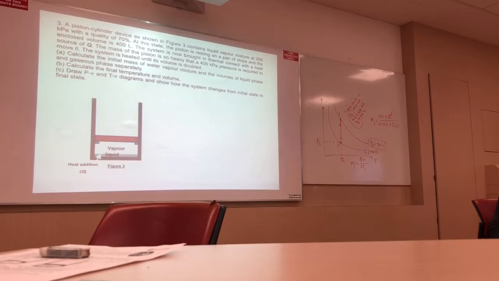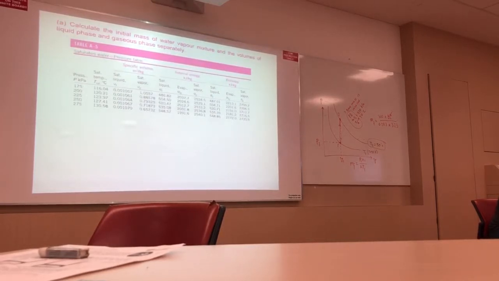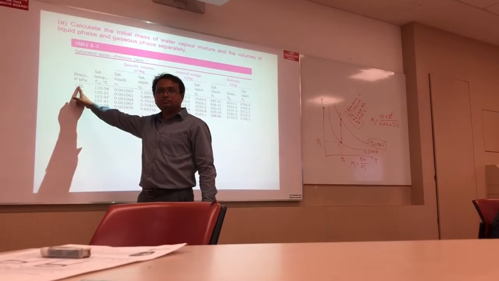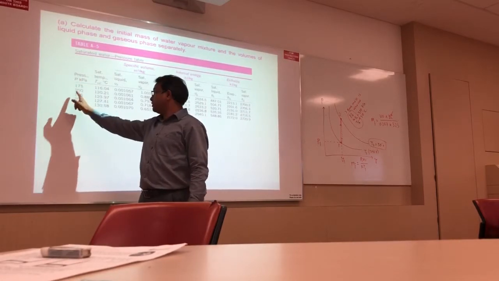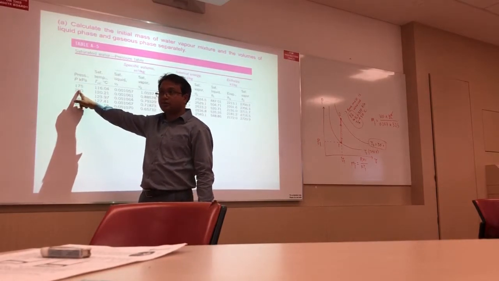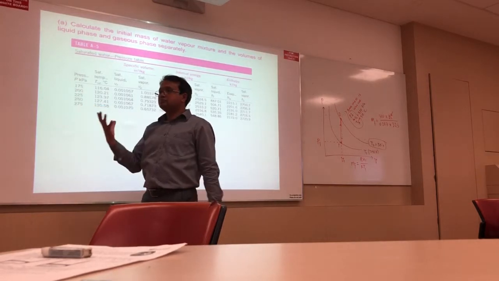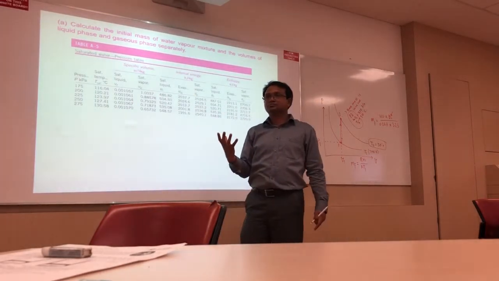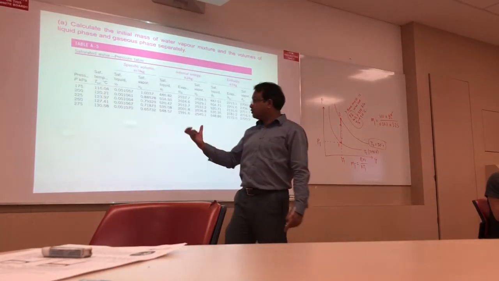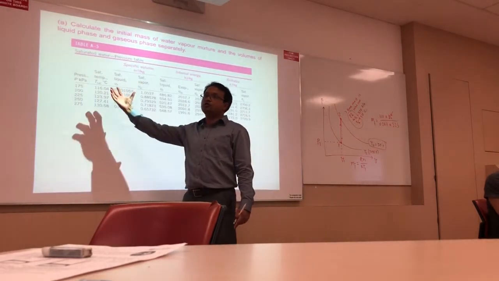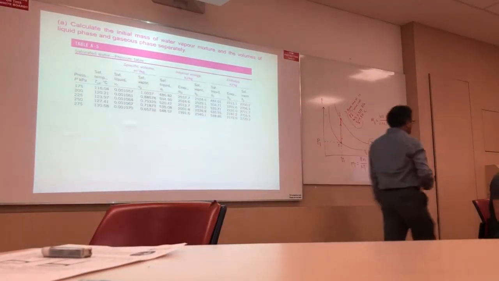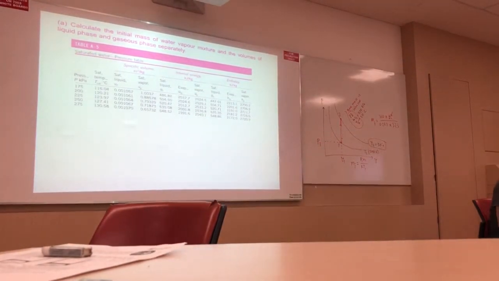How to calculate? What is state 1? What is the pressure? 200 kilopascal. Temperature, I do not know. Pressure is this one. And what is the other information? The quality is given, right? Then you can calculate V1. Then the total volume I know, then I can calculate the mass, which I discussed today in the class.